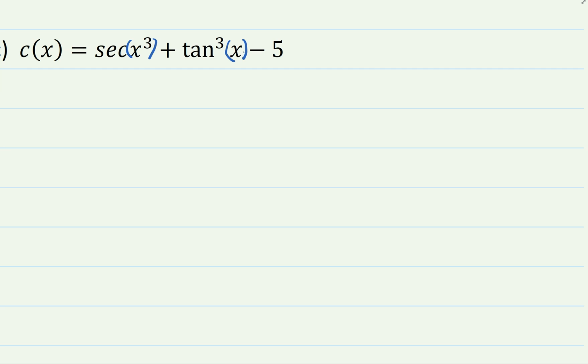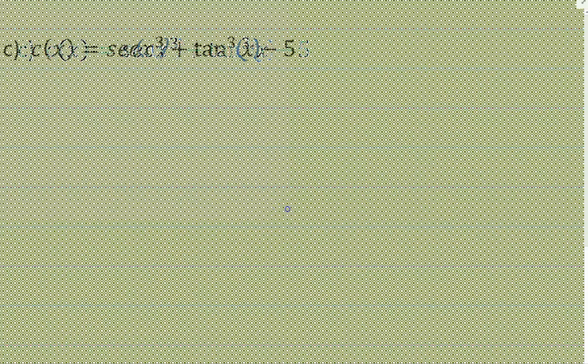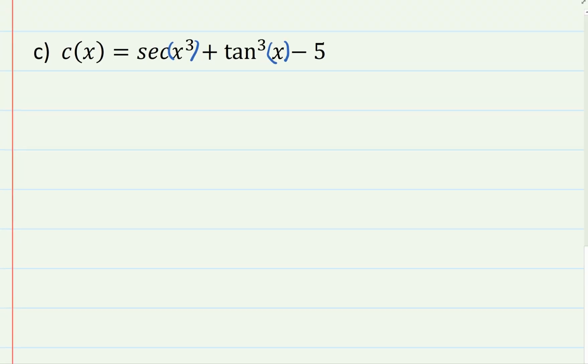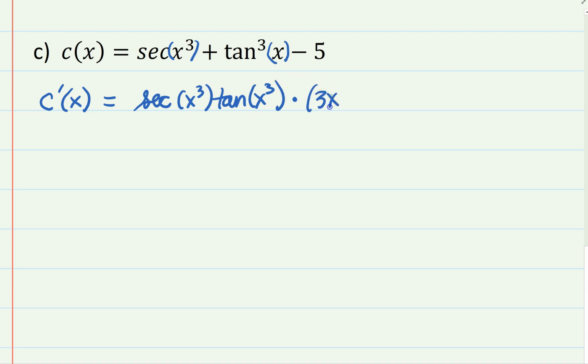So when applying the chain rule, you really want to focus on what is the output and what is the input of the function, to realize the inside and outside. So the derivative here is the derivative of secant, which is secant of x to the third, tangent of x to the third, multiplied by the derivative of the inside, which in this case is 3x squared. That's the first term.